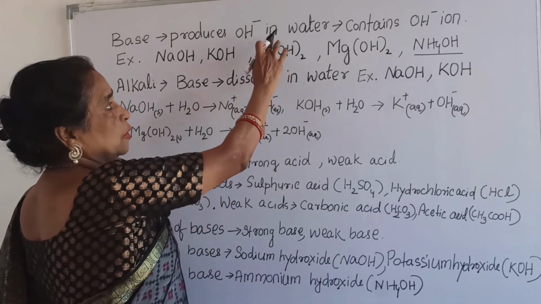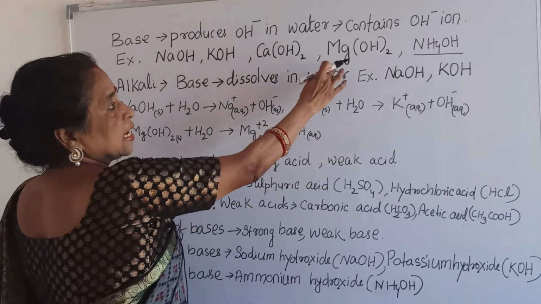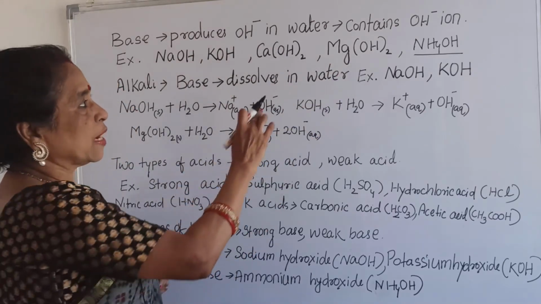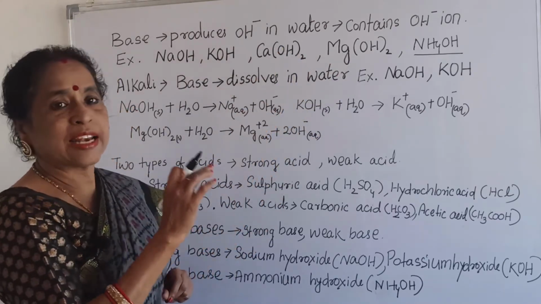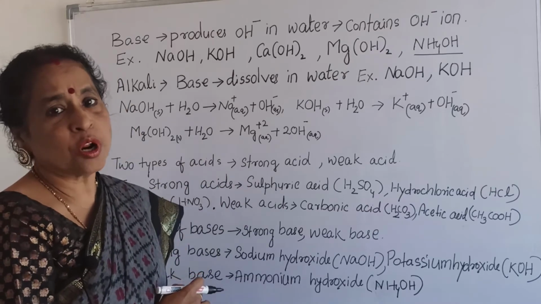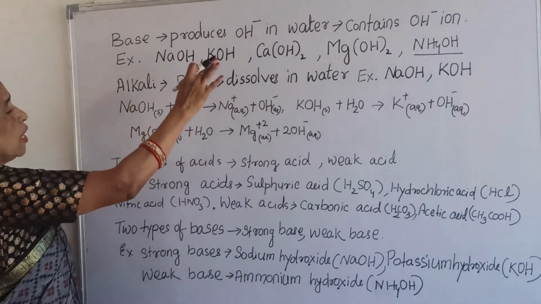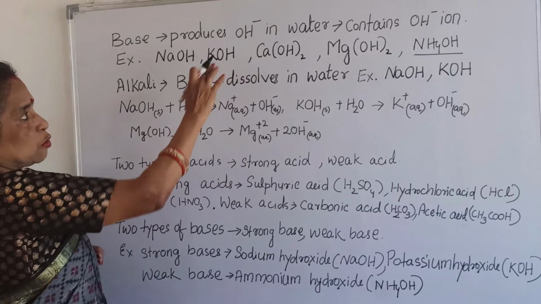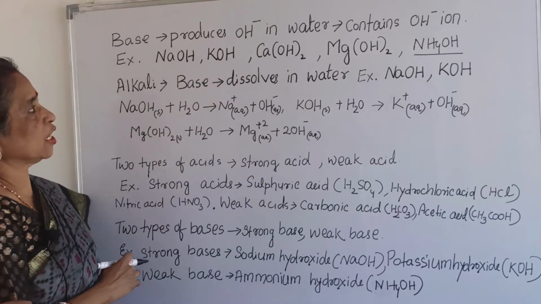Why is it 2? Because calcium has plus 2 charge. And here Mg(OH)2, because magnesium has plus 2 charge. And ammonium hydroxide NH4OH. So these are known as base because they produce OH minus in water.